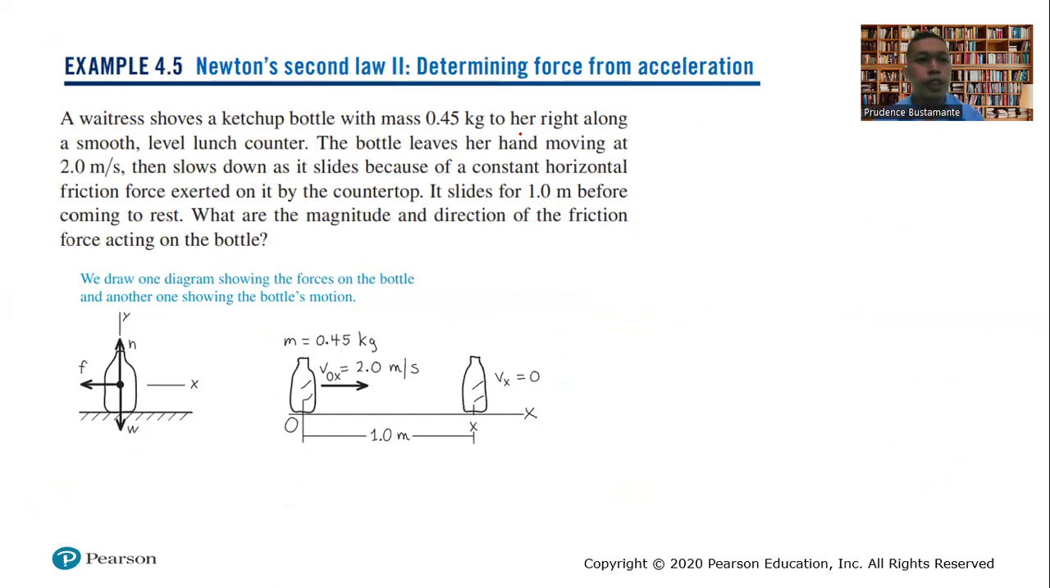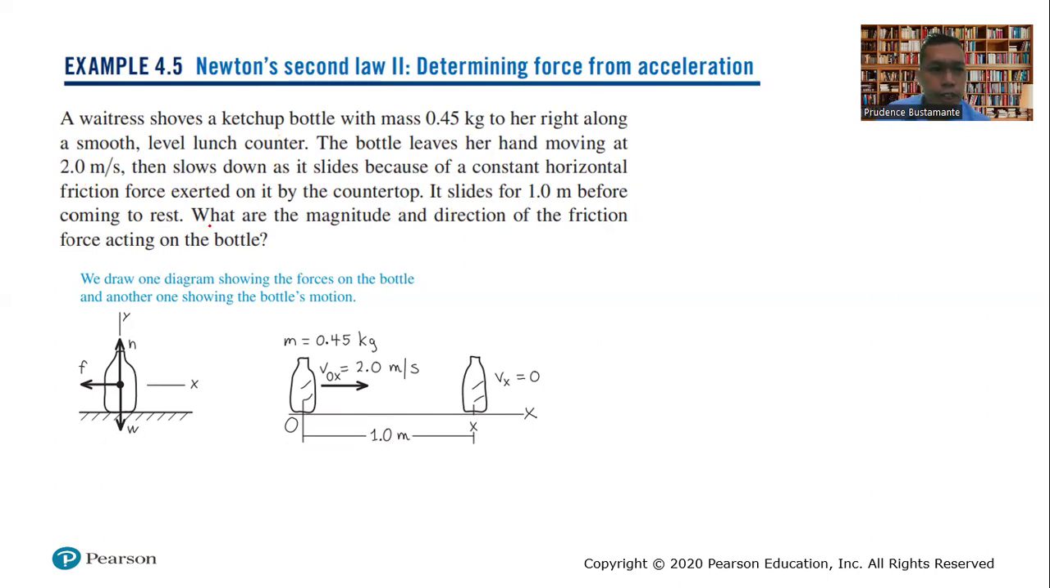Example number 2. Newton's second law: determining the force from acceleration. A waitress moves a ketchup bottle with mass 0.45 kilograms to her right along a smooth, level lunch counter. The bottle leaves her hand moving at 2.0 meters per second, then slows down as it slides because of the constant horizontal friction exerted on it by the countertop. It slides for 1 meter before coming to rest.